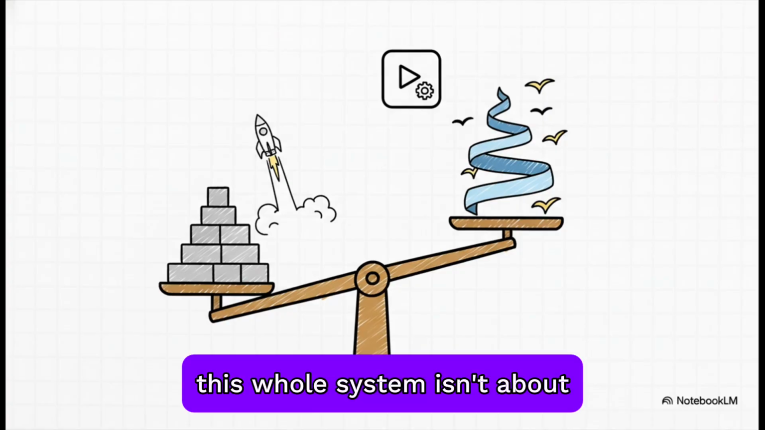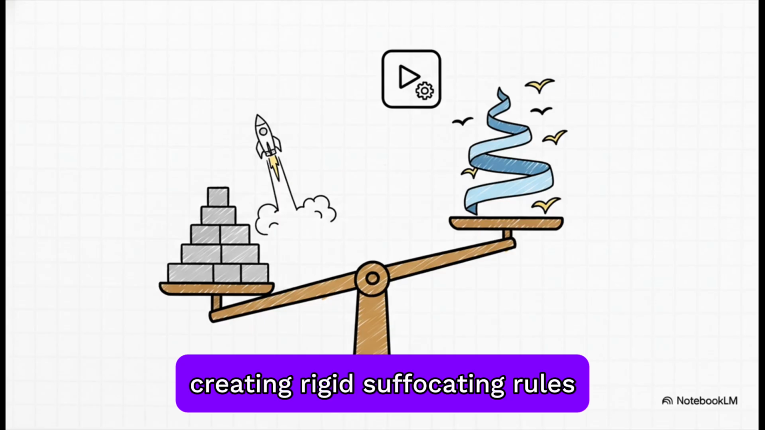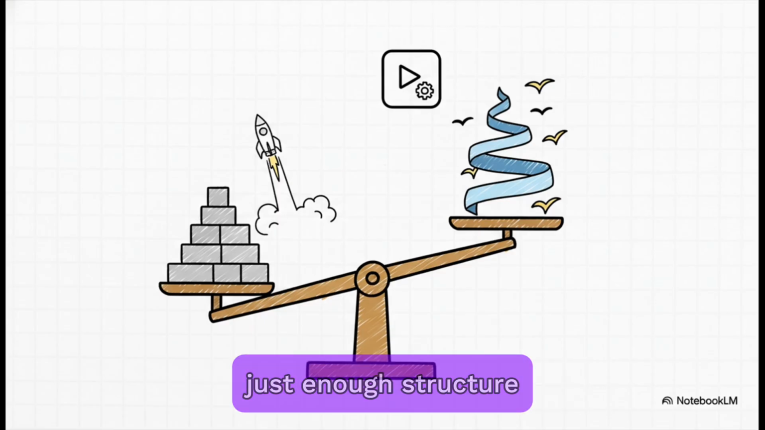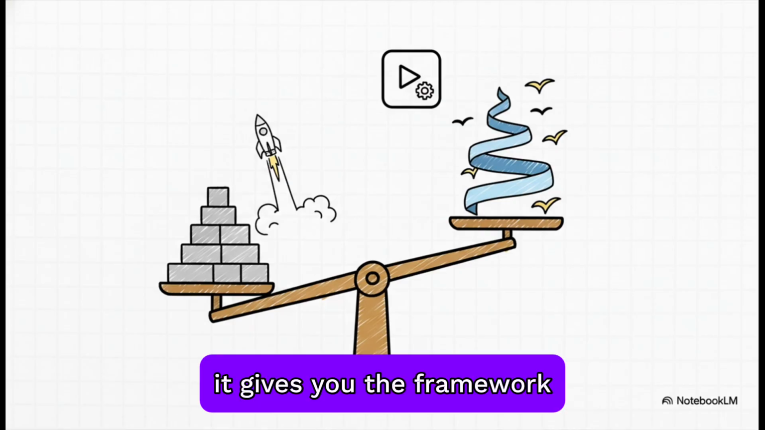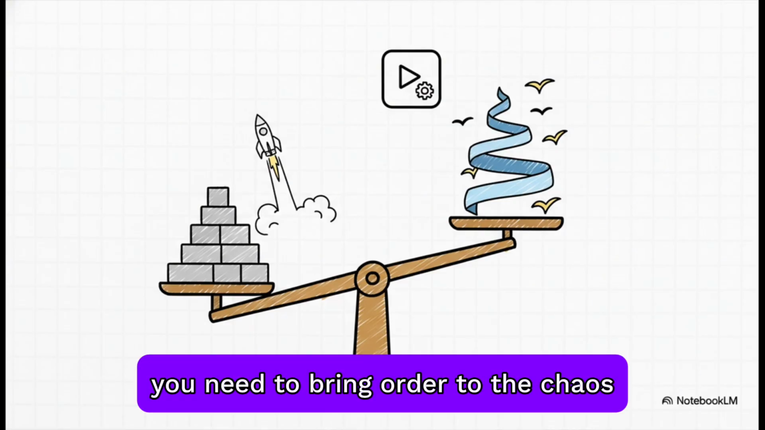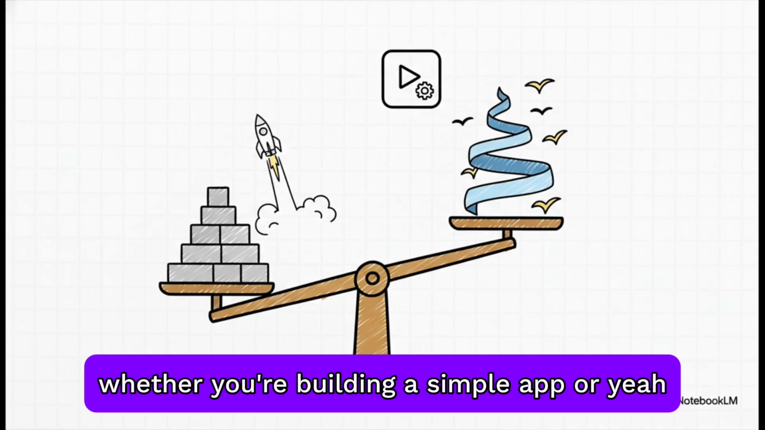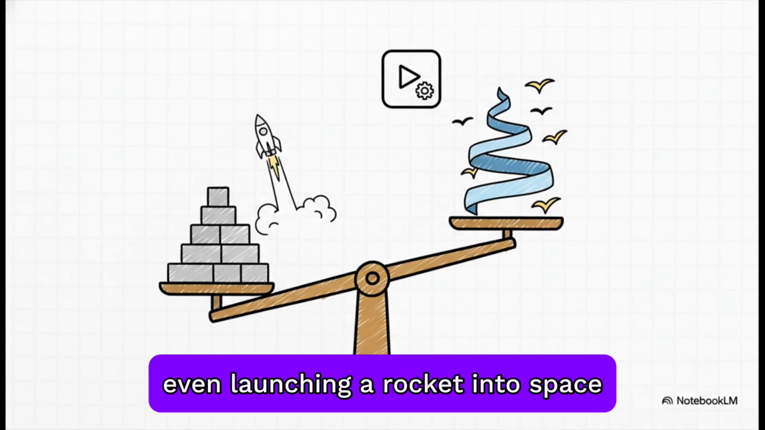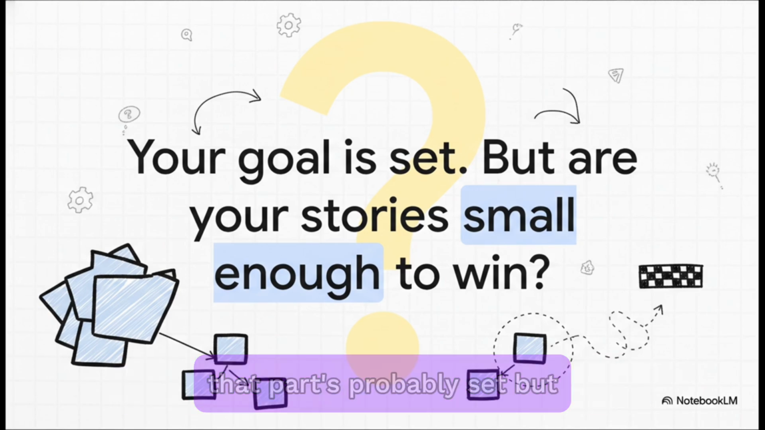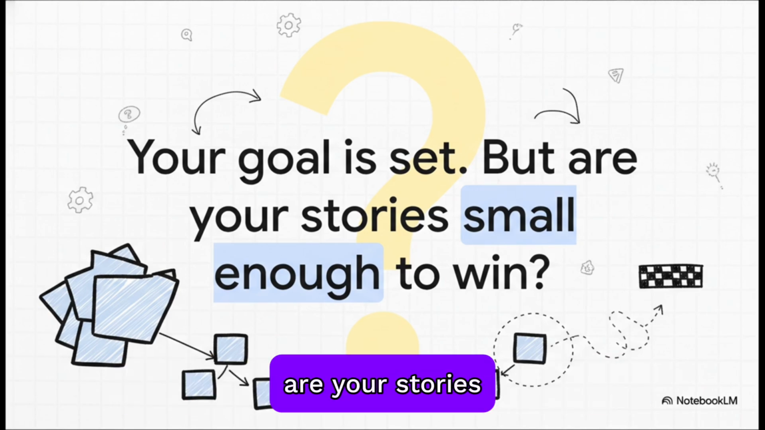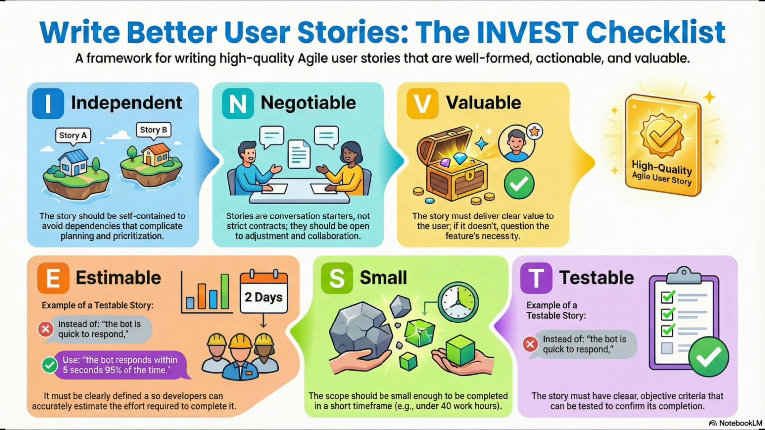This whole system isn't about creating rigid, suffocating rules. It's about creating just enough structure to allow for maximum flexibility. It gives you the framework you need to bring order to the chaos, whether you're building a simple app or even launching a rocket into space. And that really leaves us with one final question to think about for your own work. You know what your project's big goal is. That part's probably set. But are your stories small enough and good enough to actually get you there?